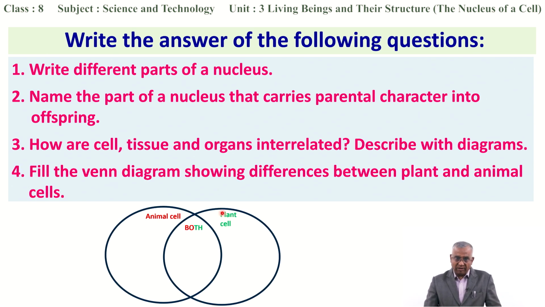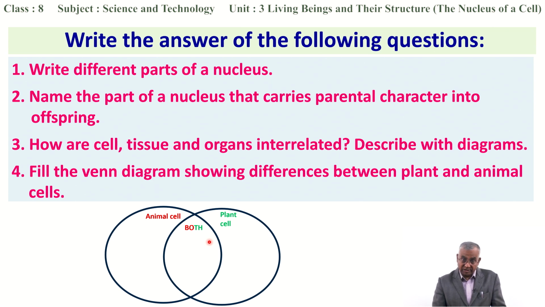Fill the Venn diagram showing differences between plant and animal cell. Here, what structures are found in animal cell you have to write. What components are found there. What are found in plant cell you have to write here. And what are found in both. That means those which are found in animal cell only you will write here. Those which are found in plant cell only you will write here. And those which are found in both you have to write here. That list will be longer.